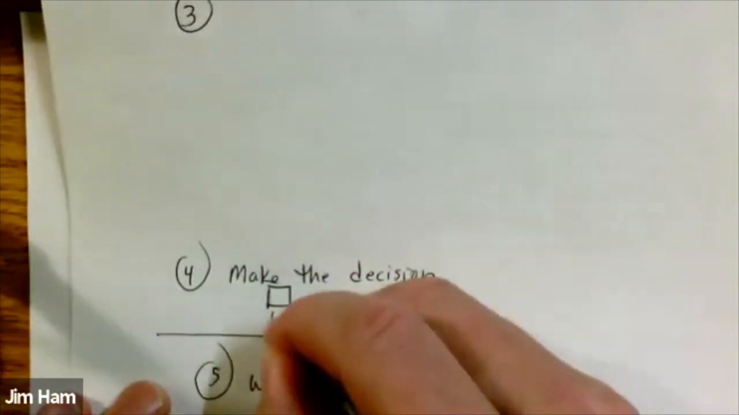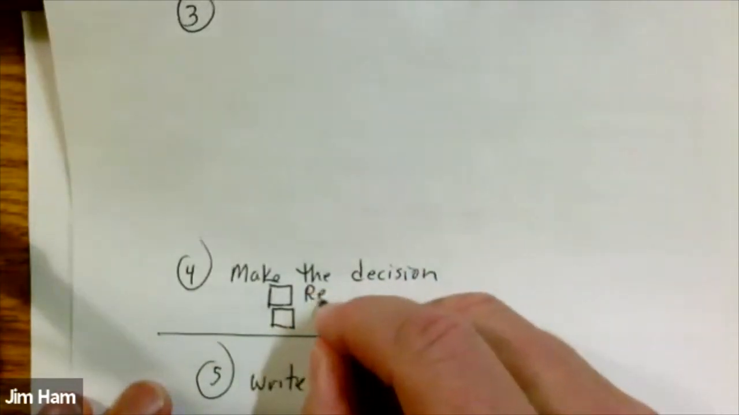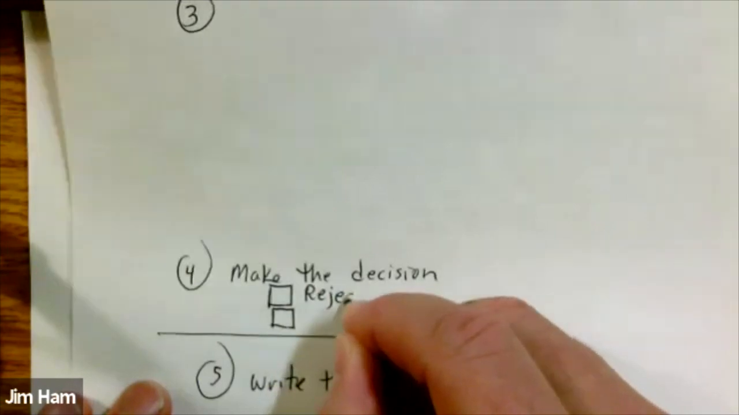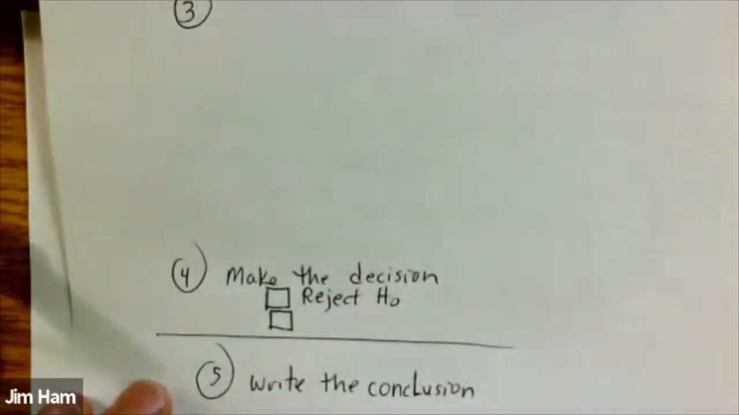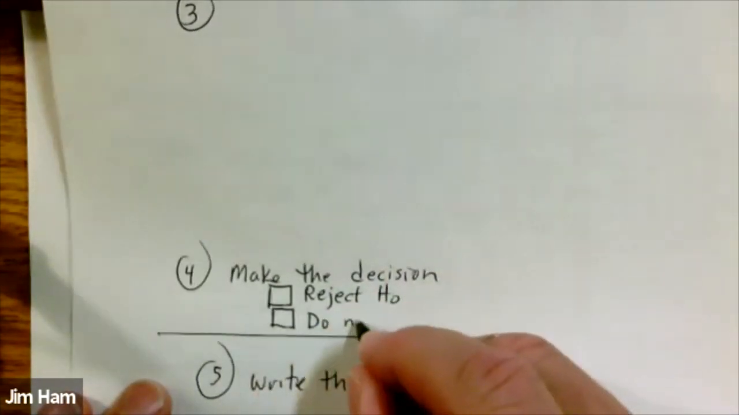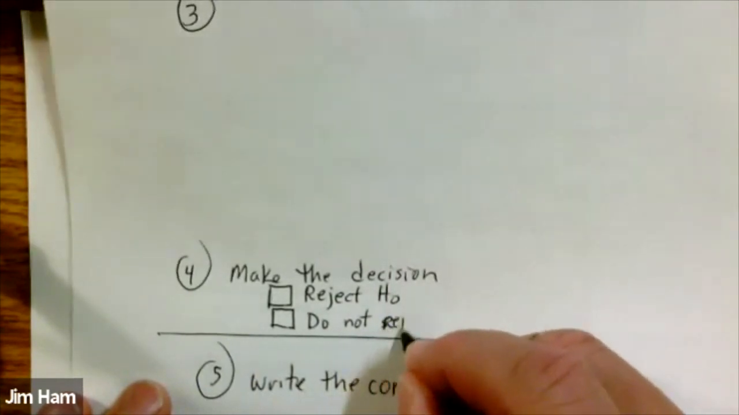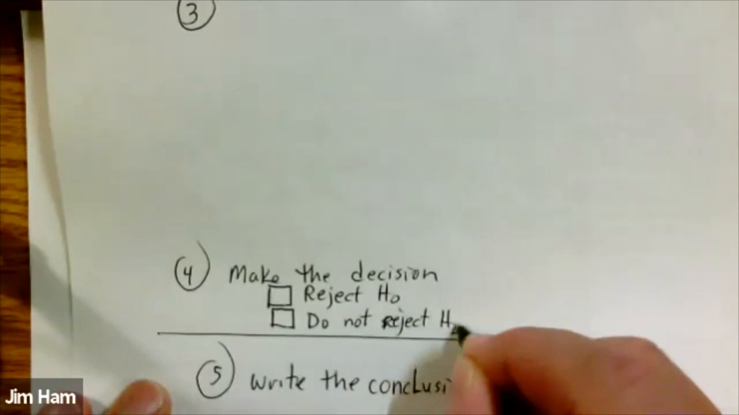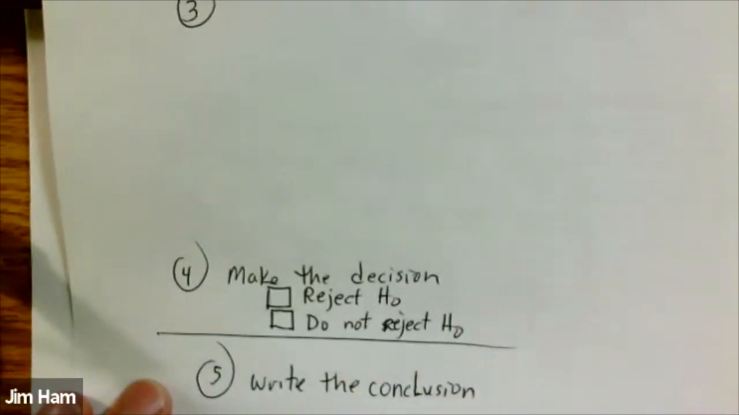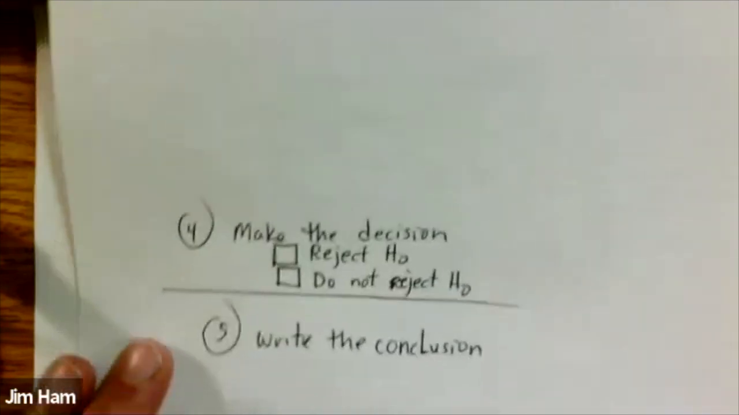And this is going to be a multiple choice. And you're either going to say the evidence from number 3 requires that we reject the null hypothesis, or the evidence from step 3 suggests that we should not reject the null hypothesis. And you're going to do just one of them. You're just going to select one. The decision is to reject the null hypothesis. Why? Here's why. And then you write the conclusion.